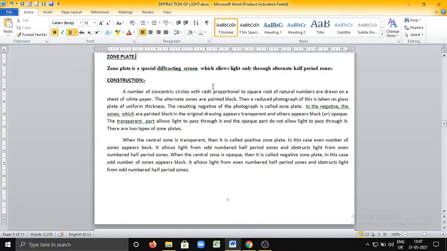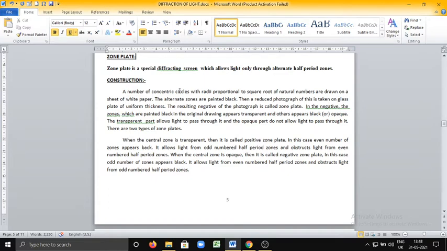Very important topics. What is a zone plate? A zone plate is a special diffracting screen which allows light only through alternate or period zones. This is an important point: alternate or period zones. First, let us see how we can construct a zone plate.